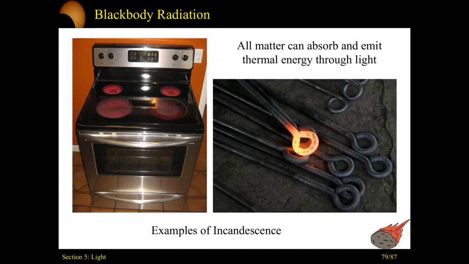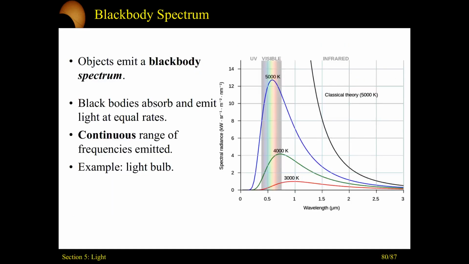Ever notice a hot object as it starts to glow? This is an example of what we call incandescence. And it turns out not only do all objects glow when they're hot, they'll actually absorb and emit light. This is all trying to reach a thermal equilibrium. And we'll describe this using a term called blackbody radiation, blackbody spectrums. A blackbody will absorb and emit light at equal rates.